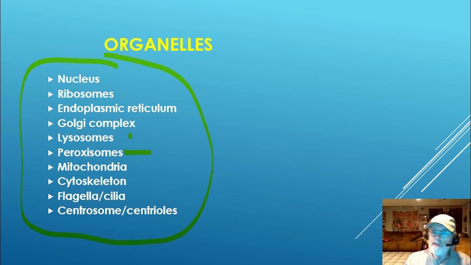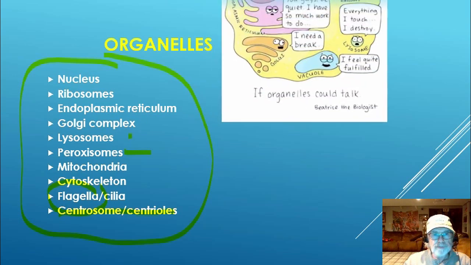Flagella and cilia, these are not common on all cells, okay? Most cells don't have that, but these are either like little hairs on the surface of the cell or like a whip-like tail. Spermatozoa swim. Why? Because they have a flagella that makes them swim. The inside of your respiratory tract has cilia, and the cilia trap little particles that we might breathe in, okay? We also have centrosomes and centrioles, which we'll talk more about when we talk about cell division down the road a little bit, okay?